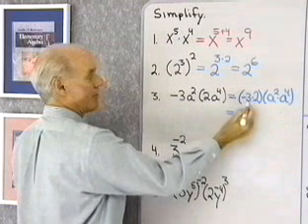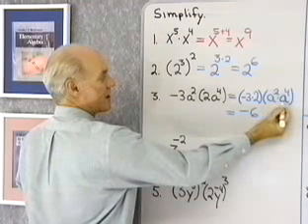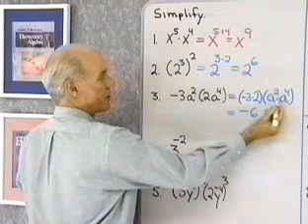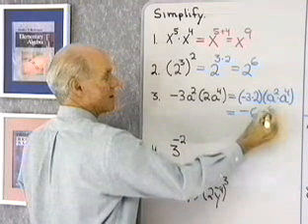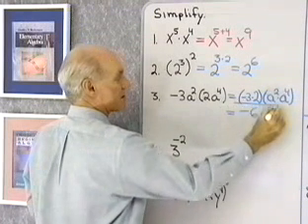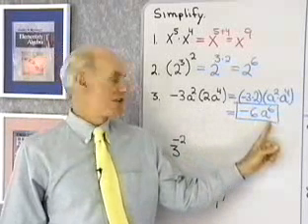Now I'll just simplify. Negative 3 times 2 is negative 6. A to the second times a to the fourth, it's multiplication with the same base, so I add exponents and I get a to the 2 plus 4, which is 6. So there's my answer to that problem, negative 6, a to the 6th power.